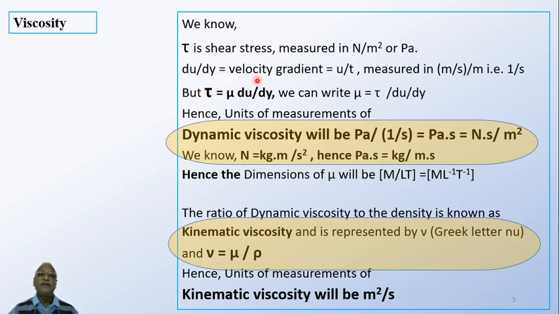Now du by dy, the velocity gradient, which may be equal to u by t, is measured in what units? U is measured in meter per second, divided by t. The t is nothing but the thickness of the fluid, so it is measured in meters. So overall units will be 1 by second. We call it per second. This particular part is read as per second.